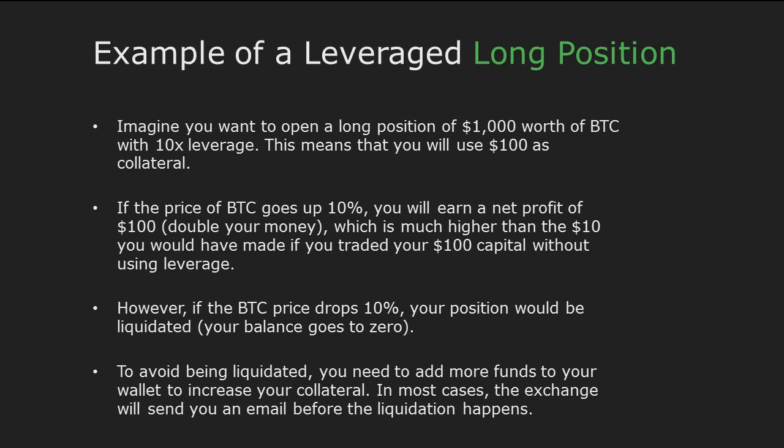So when you open a long position, you expect the price of an asset to go up. So imagine you want to buy $1000 worth of Bitcoin with 10x leverage. This means that you will need $100 as collateral. Now, if the price of Bitcoin goes up 10%, you will earn $100, which is much higher than the $10 you would have made if you traded without using leverage.